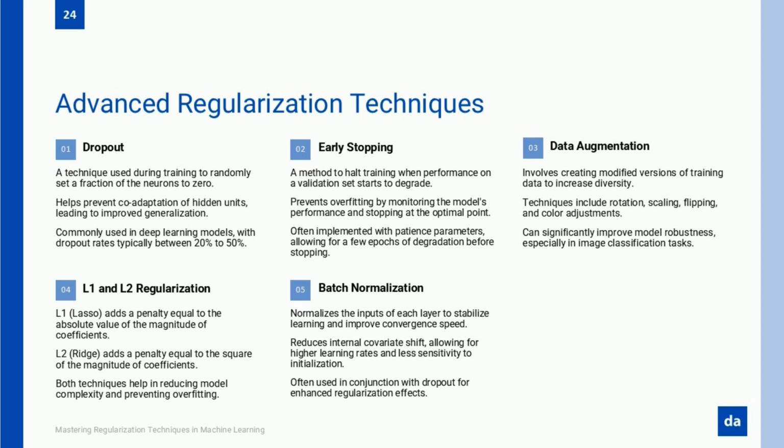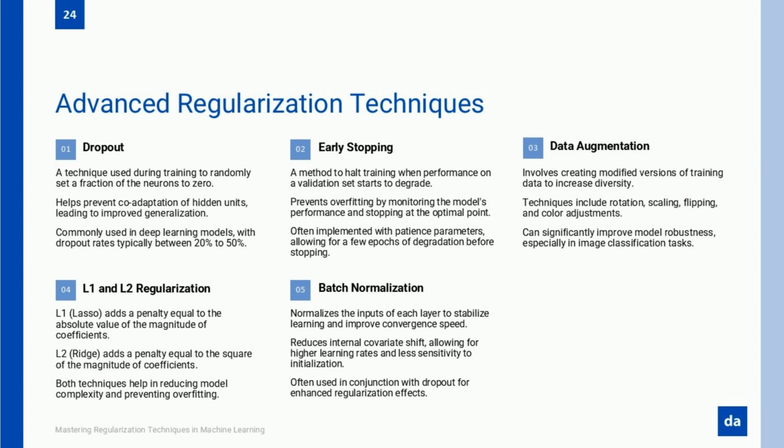By stopping at the optimal point, early stopping ensures that your model doesn't waste time learning noise or irrelevant patterns. It's particularly useful when training neural networks, where overfitting can happen very quickly. Here's a simple but incredibly effective technique: data augmentation. Instead of just regularizing the model, you can also improve generalization by increasing the diversity of the training data.